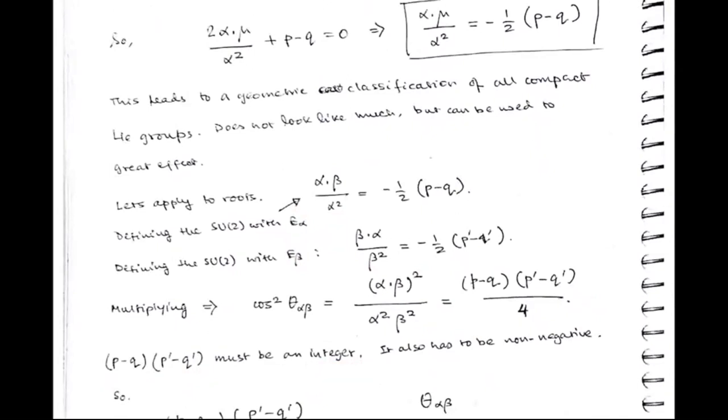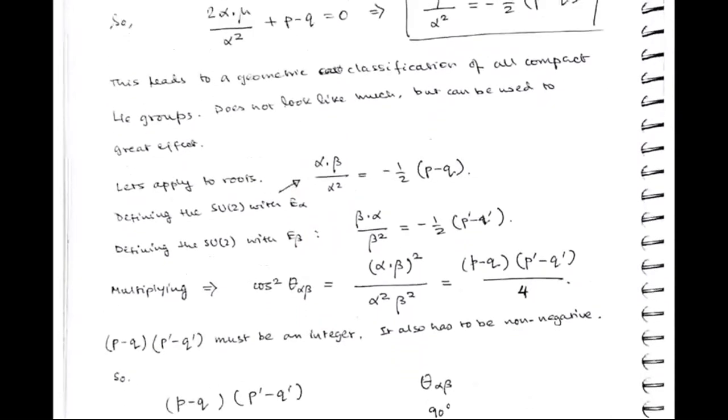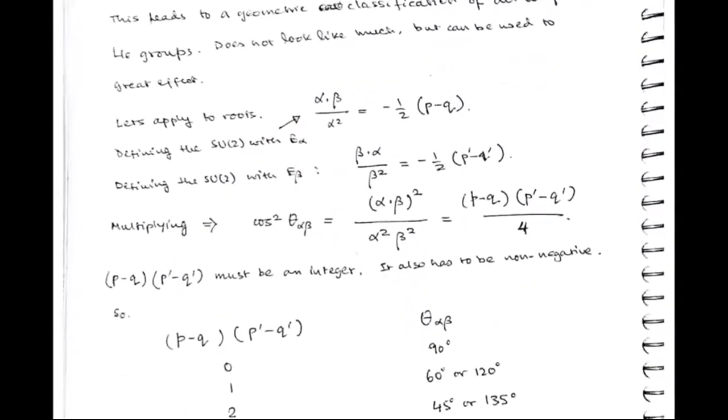So what have we got? This is a squared, of course. So what have we got then? This has to be a non-negative integer, and it's also the square of cos squared of theta of alpha beta. So let's see what that gives you.